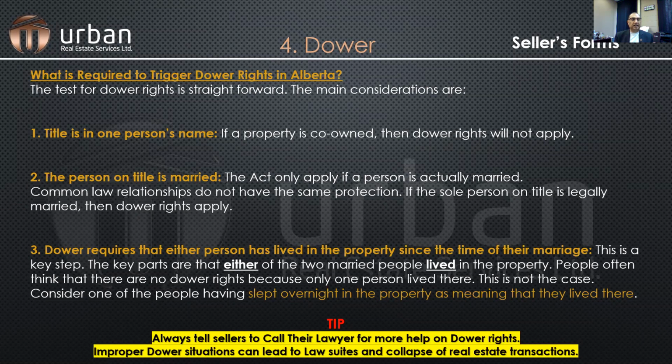So number three is a judgment call where you can ask a few more questions, saying dower requires that either person has lived in the property. So there is more than one person living on the property as a spouse or relationship, but only one name on the title, so dower is an issue. So this is the key step. The key parts are that either of the two married people lived in the property.